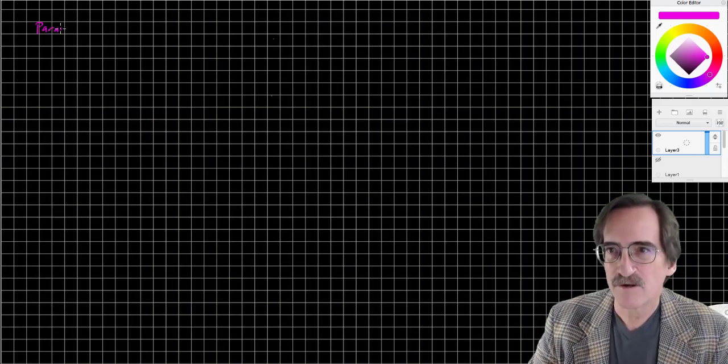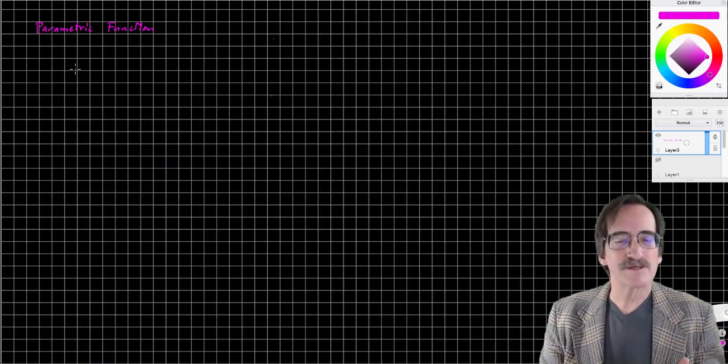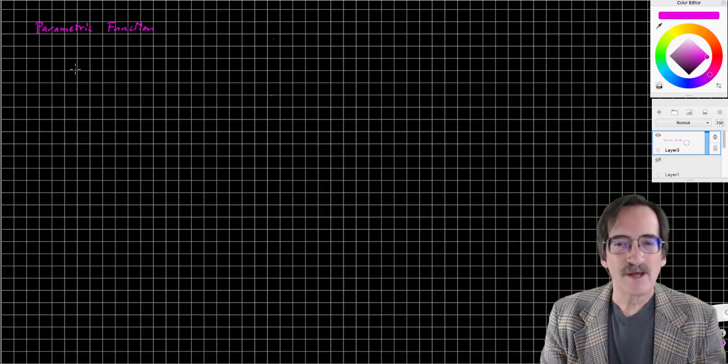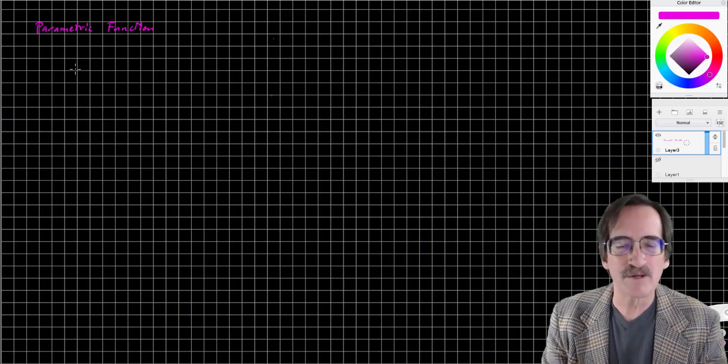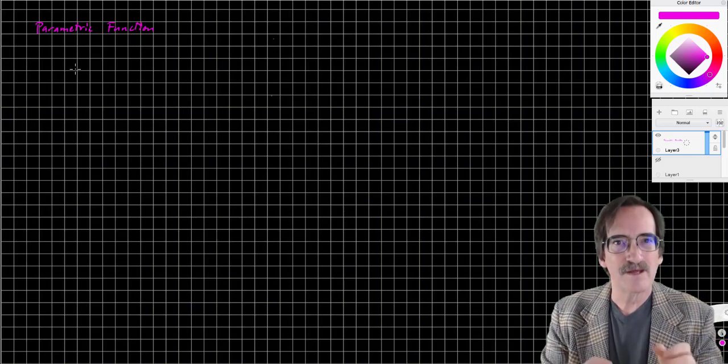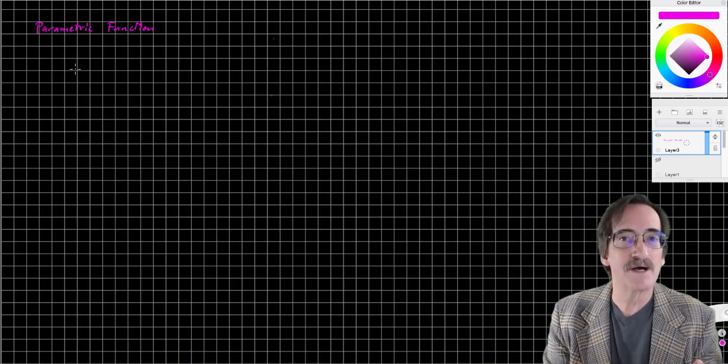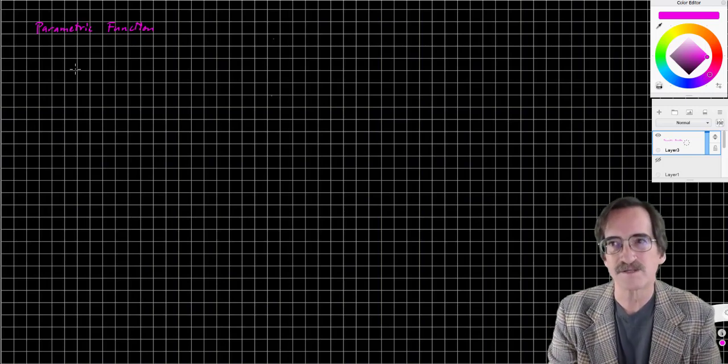Parametric. The word parameter is the idea of a constant that can take on multiple values. Now, we think of that as a variable, but it's not a variable in the sense that it varies or changes over time. In a given context, in a given problem, the parameter can stay constant.